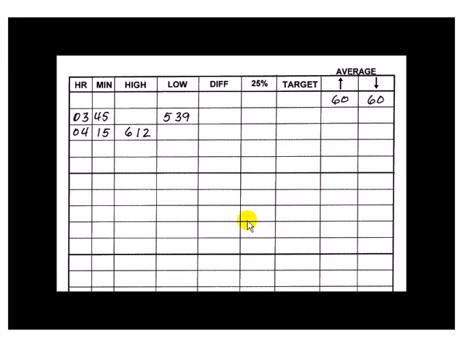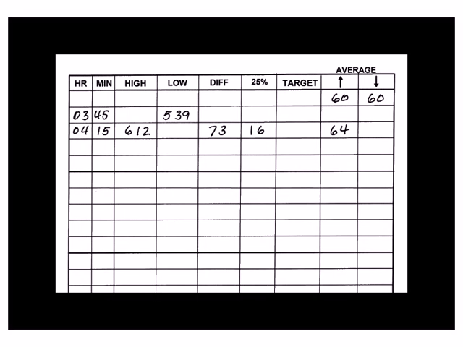Now here I am logging the high and low of this first swing. And over here where it's showing 60 and 60, this is just an estimate of what I think these swings are going to be like. With just a few more swings, this will average out. Now let's come up with some numbers.